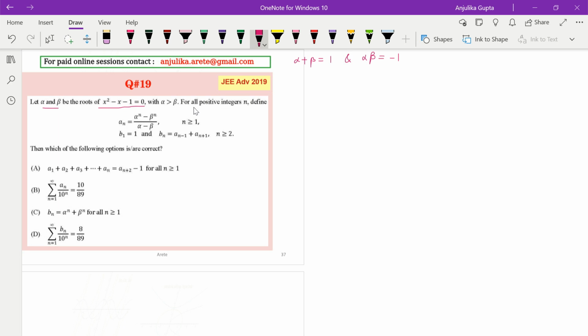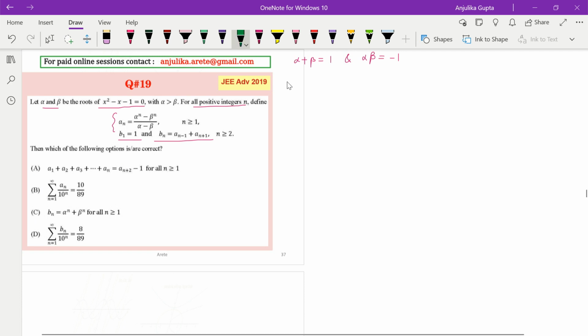And now for all positive integers n, they have defined a_n to be like this, b_1 is this, and b_n is defined to be like this. Let's look at what we have. They are looking for which of the following options are correct. So the bad news is that you have to go to each and every option and check whether it is correct or not. Okay, so let's do it quickly.